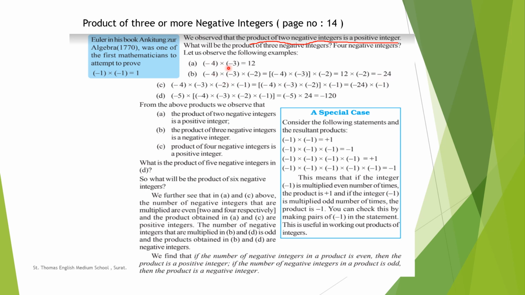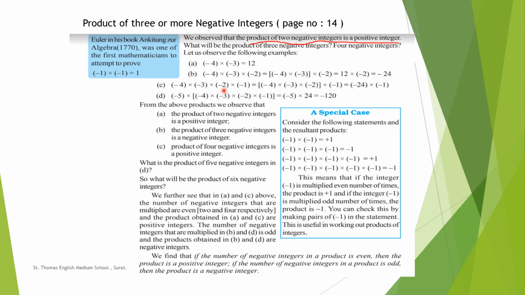So what do you observe here? When you multiply two negative integers, you always get a positive integer. But when you multiply three negative integers, you always get a negative integer. Now third one, minus 4 multiplied by minus 3 multiplied by minus 2 multiplied by minus 1. Okay. Now we can multiply these. Minus 4 multiplied by minus 3. Both are negative integers, so we always get a positive integer. 4 3s are 12. Again, 12 into minus 2.